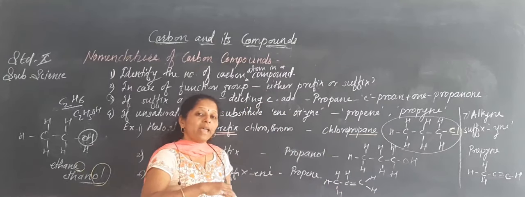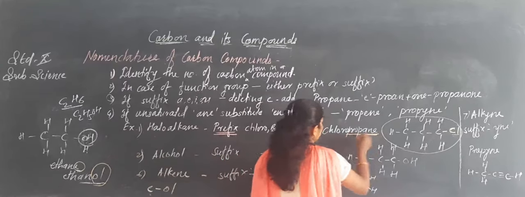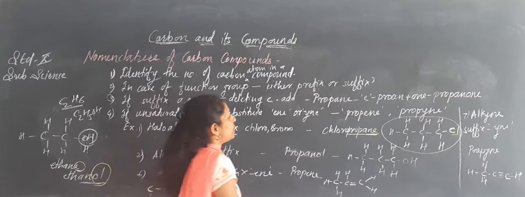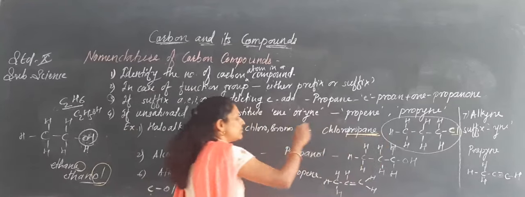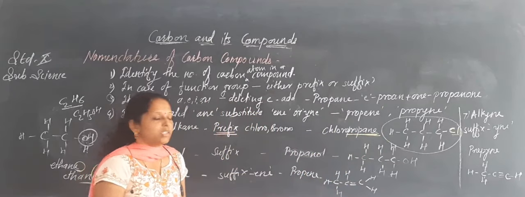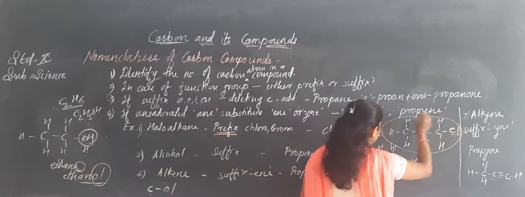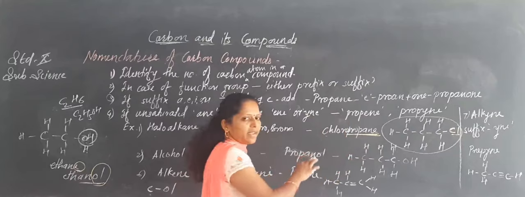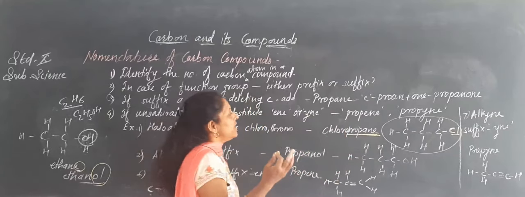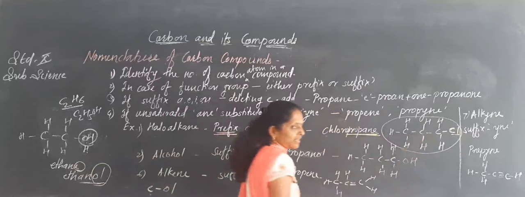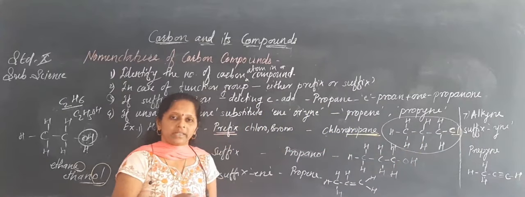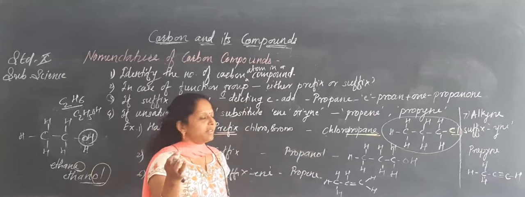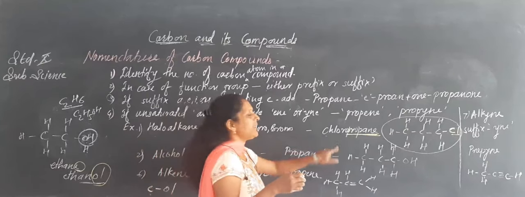Prefix means before that. Here is the name of the homologous series of that carbon compound; before this carbon compound you should write the name of the halogen. So here chlorine is there, and so you should write chloropropane. If bromine is there, write bromopropane. Like this, if two carbon compounds are there, it is ethane, so write chloroethane. If ethane but bromine is there, bromoethane. Like this, you should use the prefix.